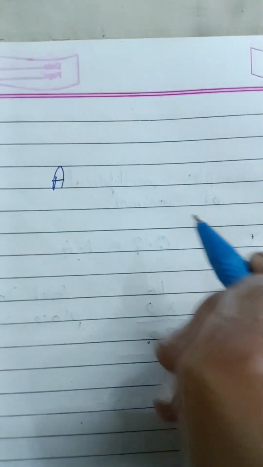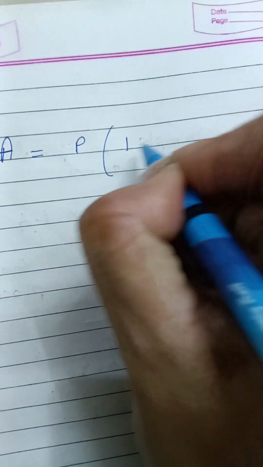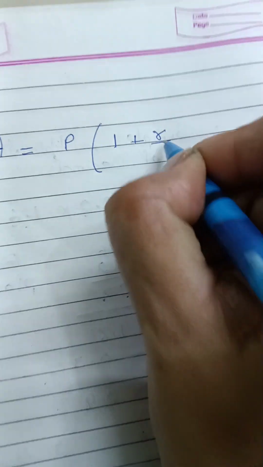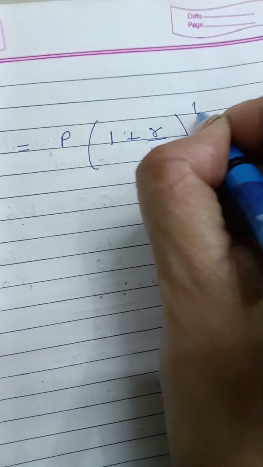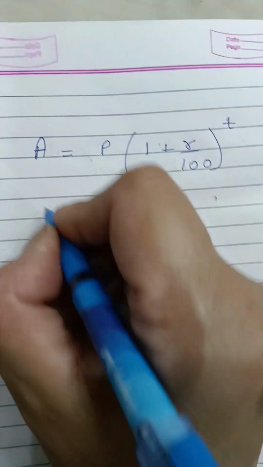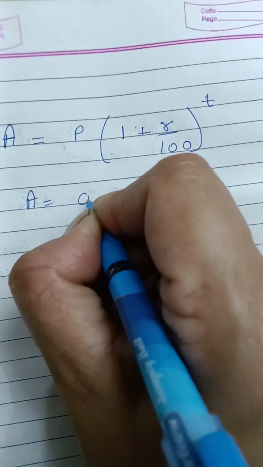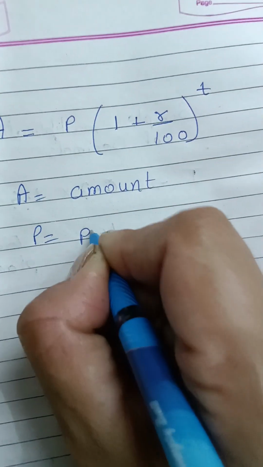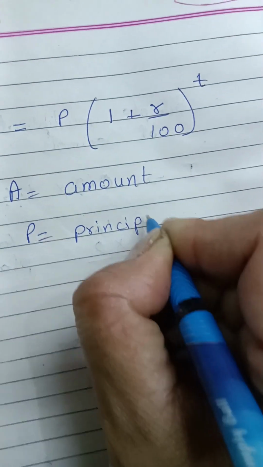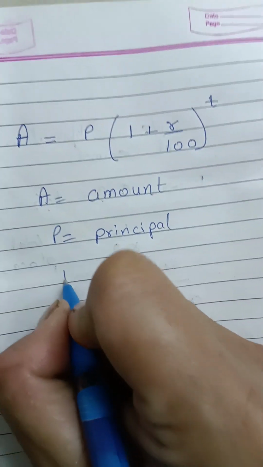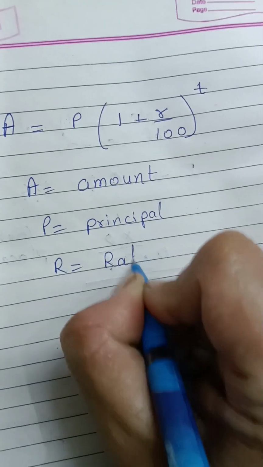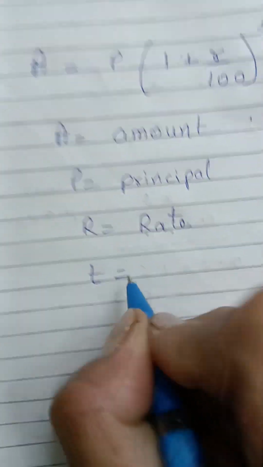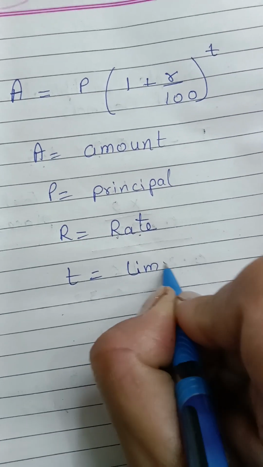Now to avoid this mess, we have a simple formula for compound interest. The formula is amount is equal to principal into 1 plus rate percent upon 100 raised to T, where A is the amount, P is the principal, R is the rate, and T is the time.